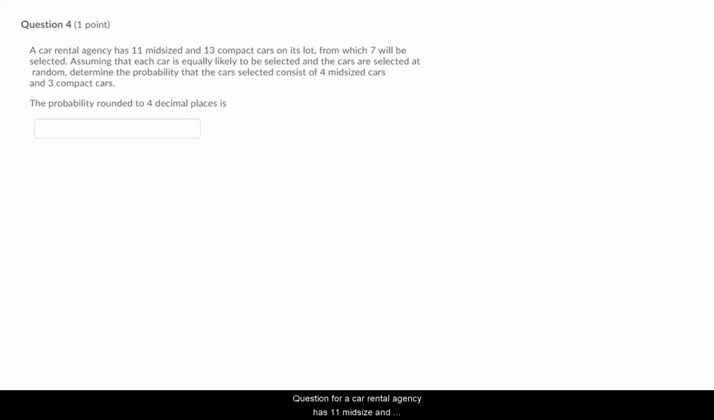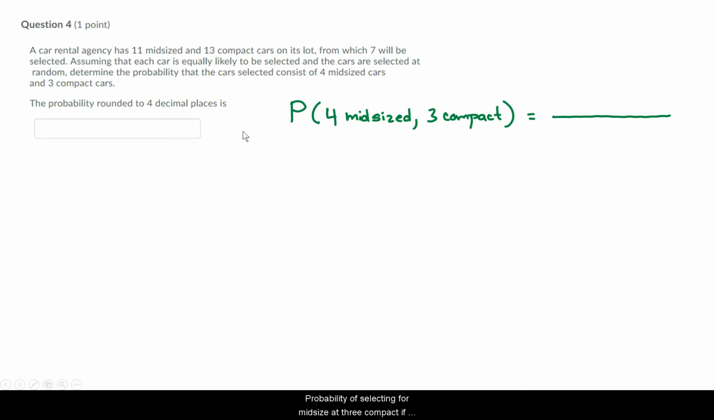Question 4, a car rental agency has 11 midsize and 13 compact cars on its lot, from which 7 will be selected. Assuming that each car is equally likely to be selected and the cars are selected at random, determine the probability that the cars selected consist of 4 midsize cars and 3 compact cars. And we want to round that probability to 4 decimal places. So the probability of selecting 4 midsize and 3 compact, if we're selecting these at random, my bottom number is going to be, we're selecting 7 cars out of 24 because there's 11 midsize and 13 compact. That's 24 in total.